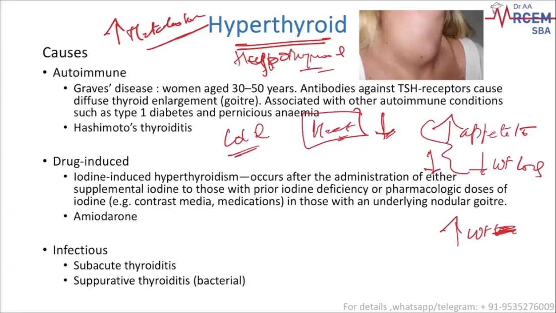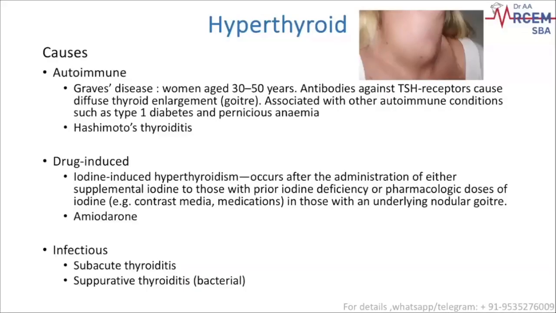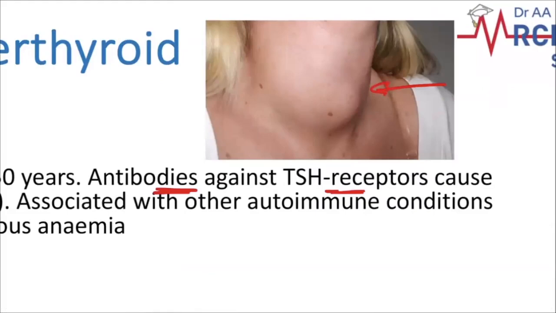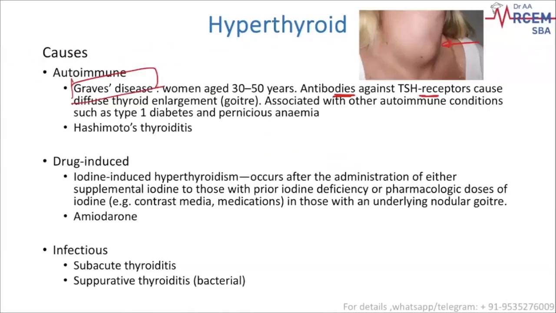Now let us see different causes of hyperthyroidism. One of the most common causes is Graves' disease. In Graves' disease, your body produces autoantibodies which attach to TSH receptors and stimulate the thyroid gland. Stimulation will result in a diffuse enlargement of the thyroid gland. Along with it, there will be some proptosis and some exophthalmos. Those are the classical features you'll see in Graves' disease.